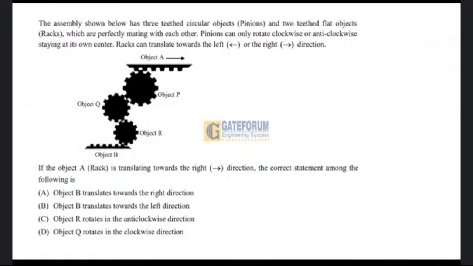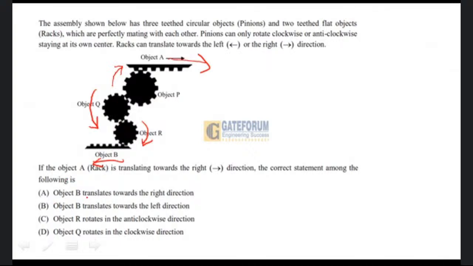The correct statement among the following is... let us see what happens if this moves towards the right. If this moves towards the right, this will move like this. If this moves like this, then this will move like this. And if this moves like this, this will move like this. So we now know in which direction everybody is working. So let us see which one is correct.